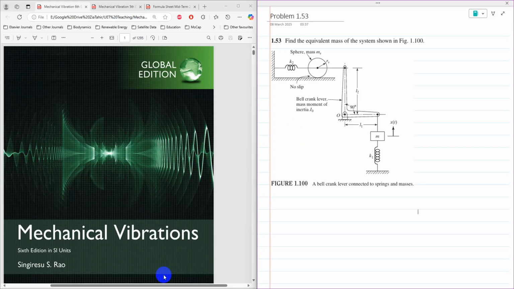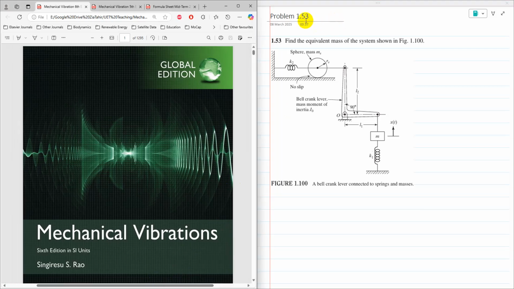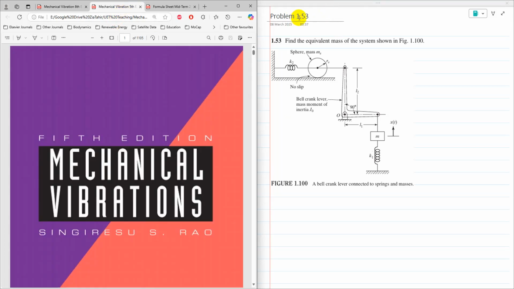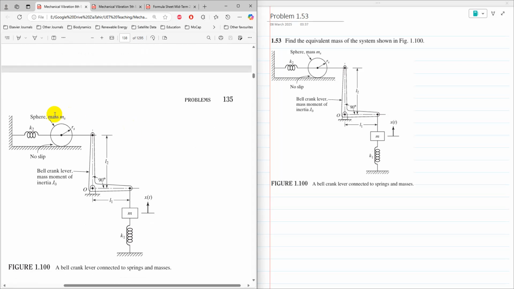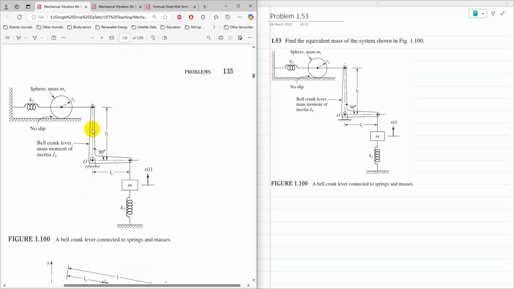This video tutorial is the solution to problem 1.53 from Mechanical Vibrations by S. S. Rao, 6th edition, and this problem 1.53 is also in Mechanical Vibrations 5th edition. So, find the equivalent mass of the system shown in figure 1.100. That is a system, and its equivalent mass is required.